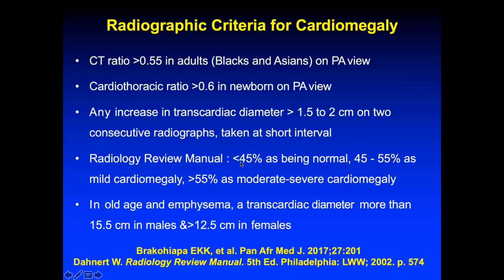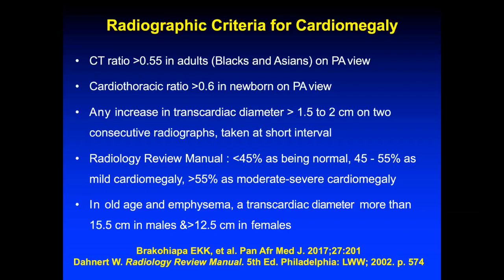This was a study where they classified the severity of cardiomegaly, but again it was for a Caucasian population, where they said that a cardiothoracic ratio of 0.44 and below is normal, 0.45 to 0.55 is mild, and more than 0.55 is moderate to severe cardiomegaly. Again, for Asians this is not applicable.